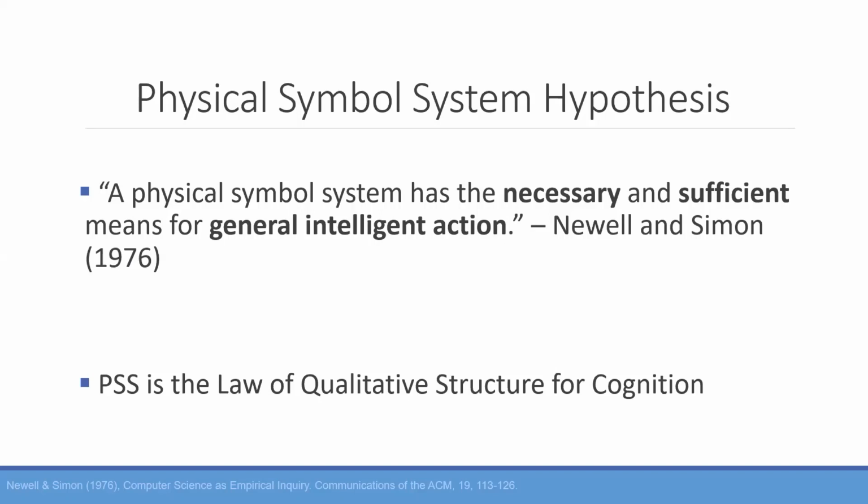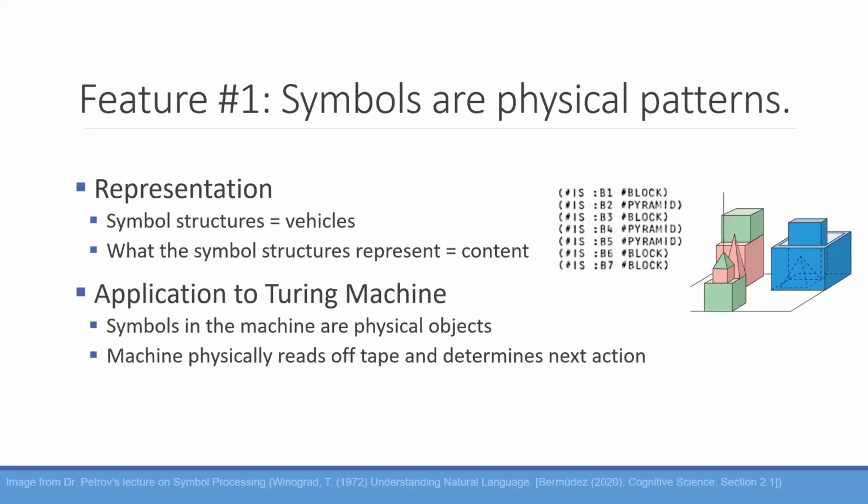The physical symbol system is the law of qualitative structure for cognition, and this just means that it's the essential basic principle that governs cognition and artificial intelligence. The first feature states that symbols are physical patterns. The best way to explain this feature is through representation.